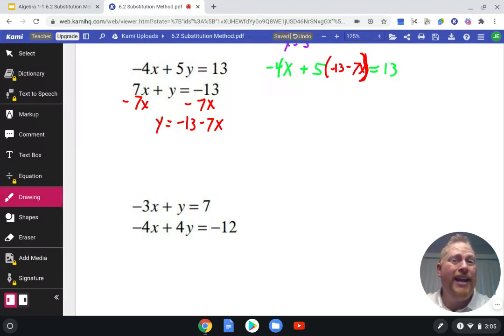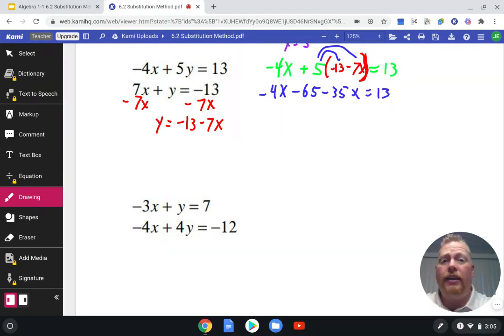Okay, so step 2 is now done. Now I need to solve this mega equation. So let's distribute that 5. So 5 times negative 13 is negative 65. 5 times negative 7 is negative 35x.